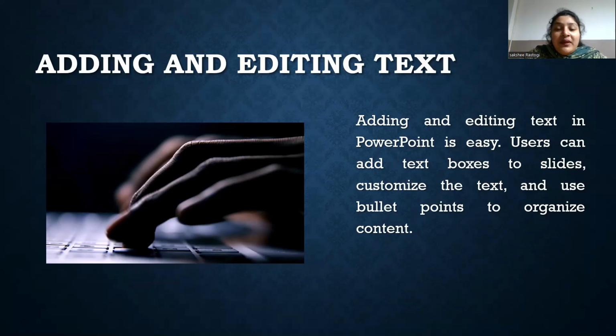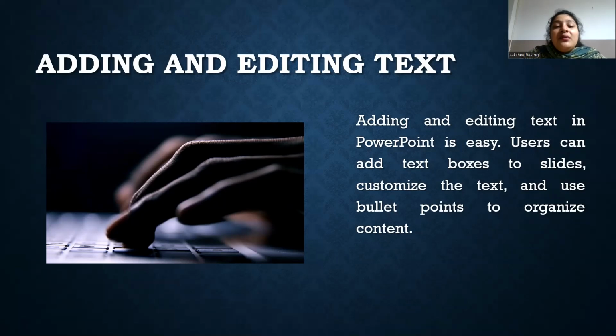You can also edit the text. Select the text box or text shape, click on the Home tab in the ribbon, use the font size, color and alignment tools to edit the text, use the bold, italic and underline buttons to format the text, and use the spell check button to check for spelling errors.